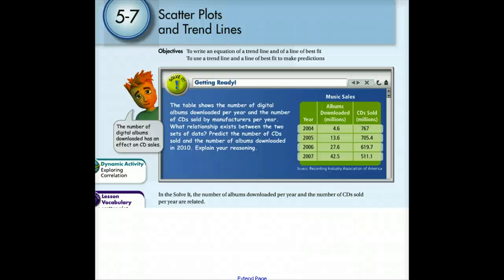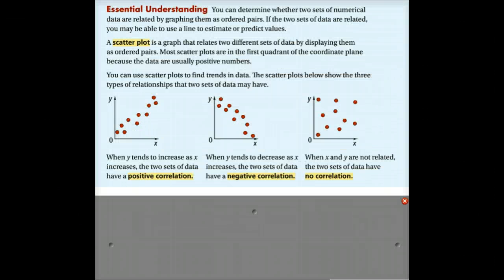Lesson 5-7, Scatter Plots and Trend Lines. Alright, so in this lesson we're going to be getting away from just writing equations. We still do a little bit of that, and we're going to learn how to make scatter plots. A scatter plot is a graph that relates two sets of data by displaying them as ordered pairs.